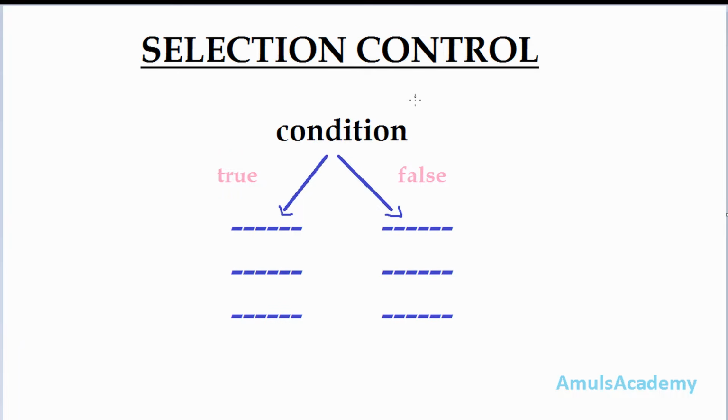Okay, second one is selection control. In selection control, there will be one condition. Based on that condition, the statement will be executed. For example, if this condition is true, then this part of the code will be executed. If it is false, then this part of the code will be executed. So there will be a selection between the statements, so it is called selection control. This is fully based on the condition. If the condition is true, valid, then only this statement will be executed. If it is false, then this statement will be ignored and these statements will be executed. Okay, this is about the selection control.